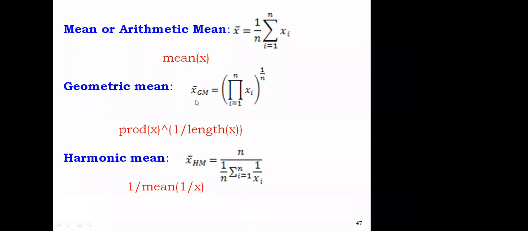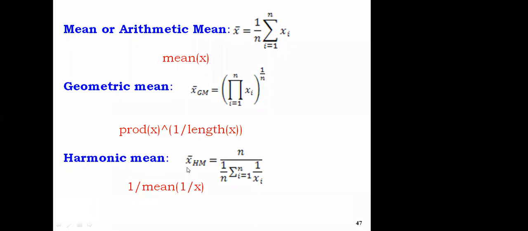Then the geometric mean, x bar GM, is the product of i equal to 1 up to n, xi to the power 1 by n. This is the nth root of the product. So in R, we can write product within the bracket x, then caret within the bracket 1 divided by length of x.